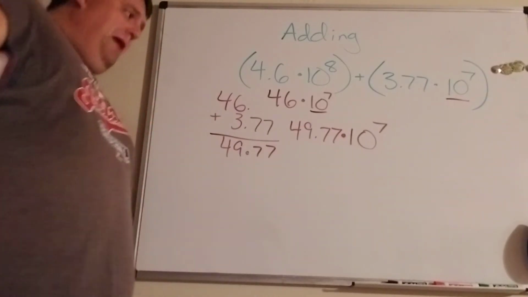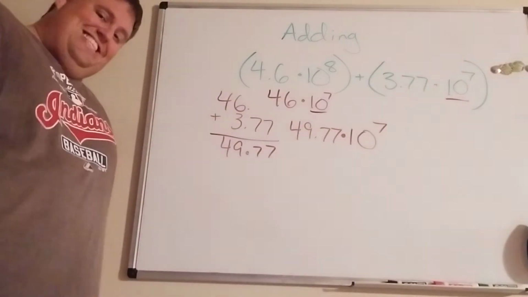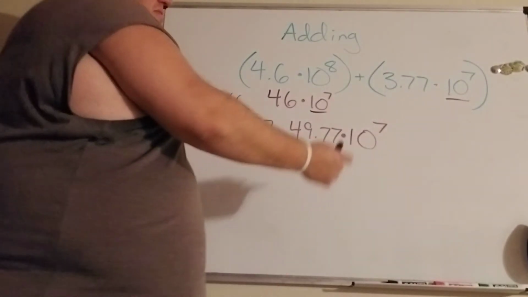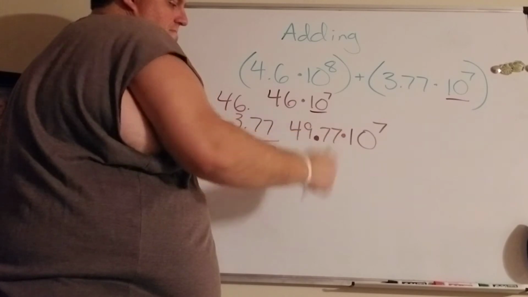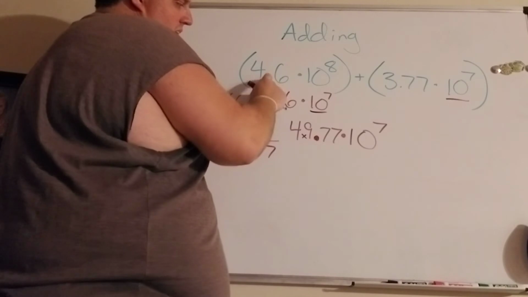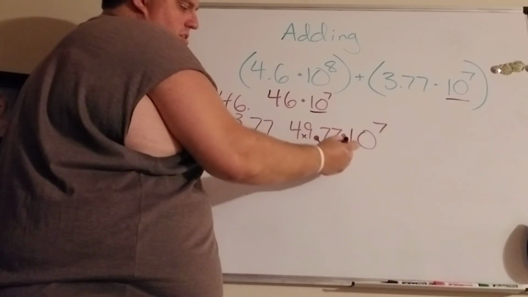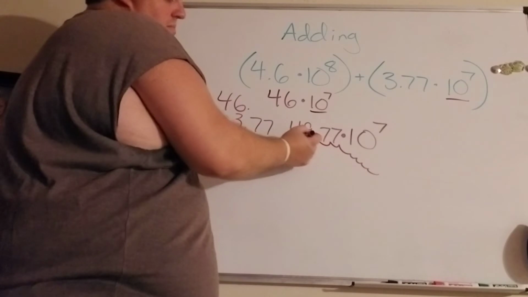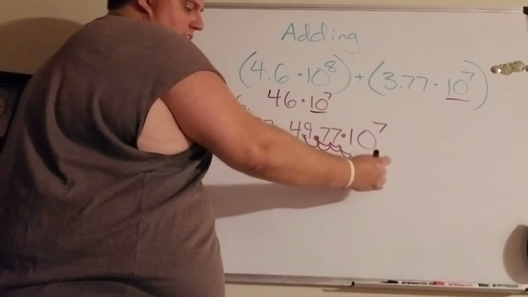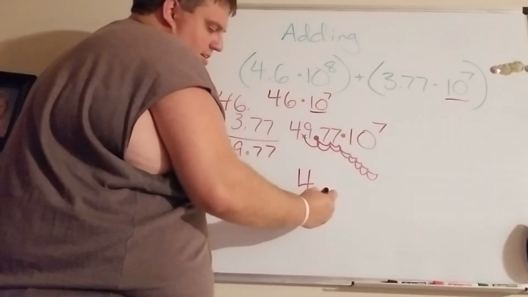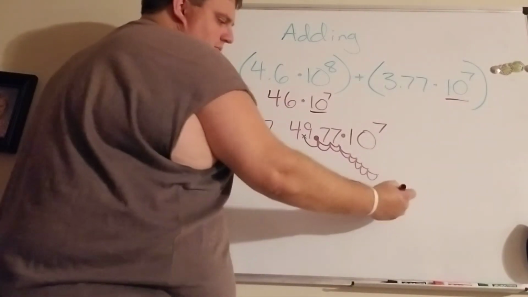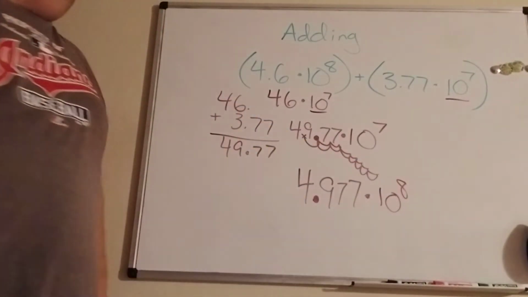Right? But, again, it's not in scientific notation at the end. We have to change it back. So if it moves 7 spaces from here, we actually want it to be back where it was to start this problem after the 4. So if it goes 1, 2, 3, 4, 5, 6, 7, from here that would be an extra space. So that would be 1, 2, 3, 4, 5, 6, 7, 8. So my final answer, which is the same answer we got before, is 4.977 times 10 to the 8th.